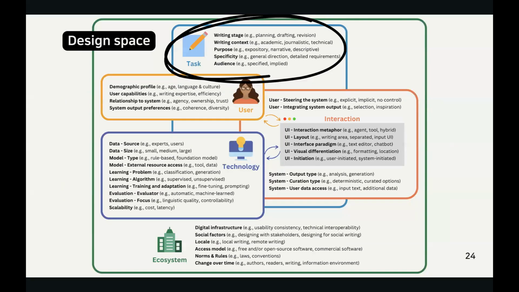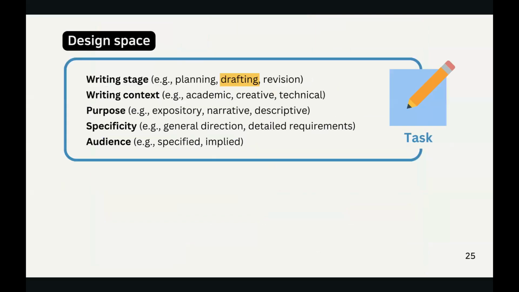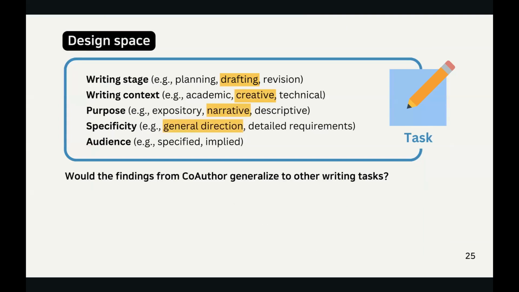Lastly, let's take a look at the task aspect. The task aspect provides a nice way of delineating different parts of the writing process. Going back to our running example, Co-Author's data collection was in the context of creative writing, where we gave users a prompt to write a short story. In this setting, users were in the drafting stage and in the creative context. The purpose of the written artifact was to be narrative, where only a general direction was given to the users. Naturally, Co-Author's findings are very much grounded in this writing task.